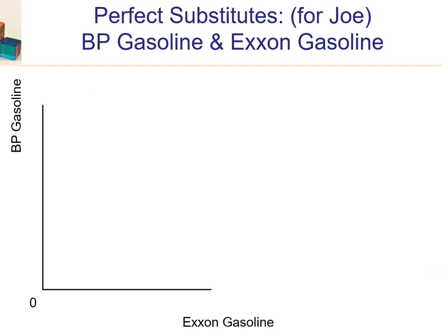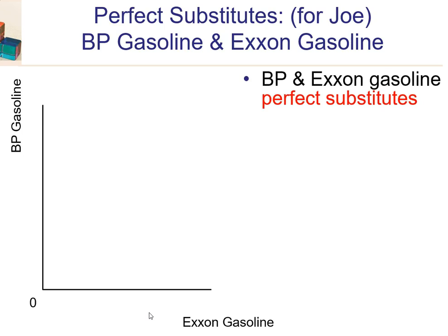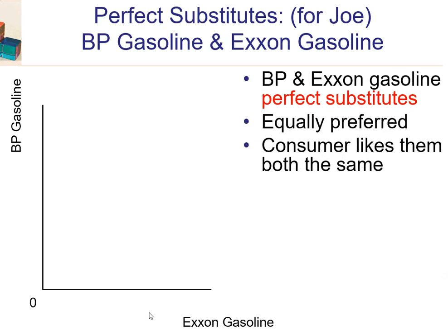So Joe's indifference map will have BP gas on one axis and Exxon gas on the other. If they're perfect substitutes for Joe, meaning Joe considers them both to be equally preferred, then Joe likes them the same. And so on the map, the first indifference curve may have 1 unit of BP gas, or 1 gallon, just as preferred as 1 gallon of Exxon gas.